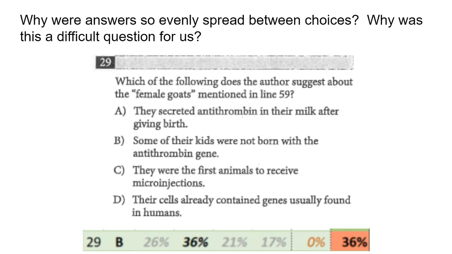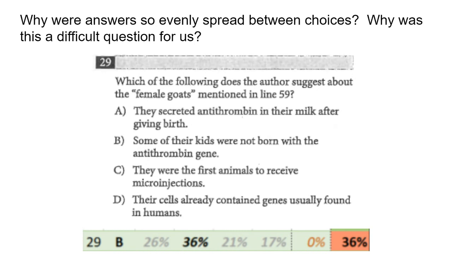It's important to not just jump in and look at lines, but also understand the context of the entire passage and what the author is trying to get across when answering these questions. They suggest that you preview the questions. So you would go through and really quickly look at the questions before reading the passage, so you could pick up on terms like female goats and line 59 so that you can really hone in on those as you are reading them. Again, the correct answer was B.